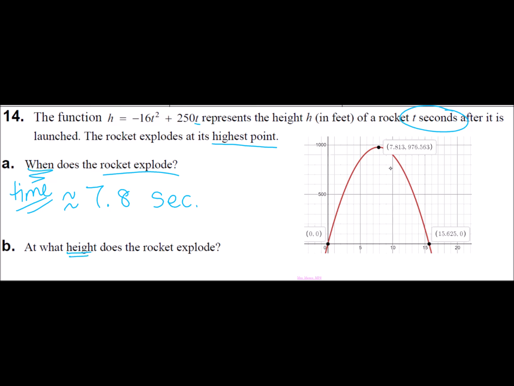The next part's asking us at what height does the rocket explode? So let's just round it off and say at about 976.6, and we're talking feet. Don't complicate this. We can use Desmos. Remember how to factor. Do your best.